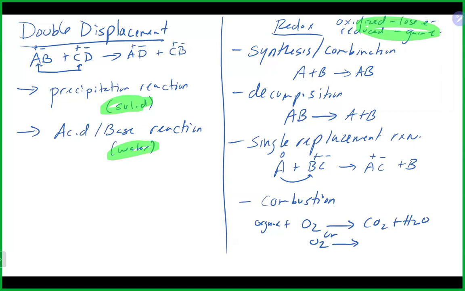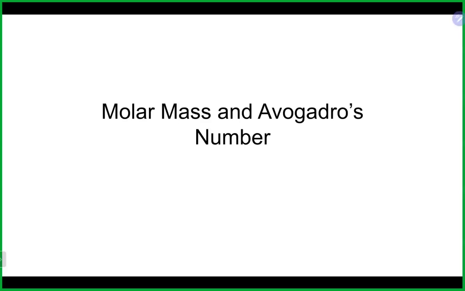Okay, so now that we talked about balancing equations and ways to classify equations, let's get into some calculations. We're going to talk about two types of important, I'll be honest with you, they are really just conversion factors. So molar mass and Avogadro's number are really just some important conversion factors that allow us to convert from one unit to the next. And we'll talk about where we get these numbers from in just a second.